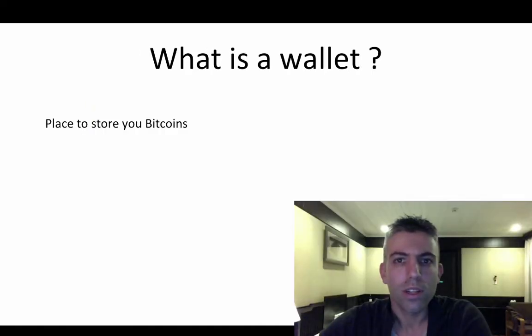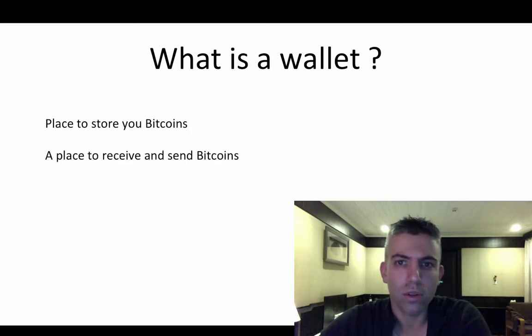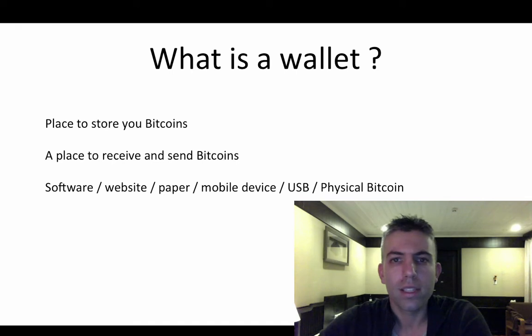So the first thing you need to know is what is a wallet. A Bitcoin wallet, the same as a physical wallet, is basically a place where you store your Bitcoins. It allows you to receive and send Bitcoins to other people. Now this could be either software, an online website, a paper wallet, which we'll talk about later on, your mobile device, a USB key where you store your Bitcoins and encrypt them, or even a physical Bitcoin. Any place where there is an address where you can receive Bitcoin and send Bitcoins from could be your wallet.